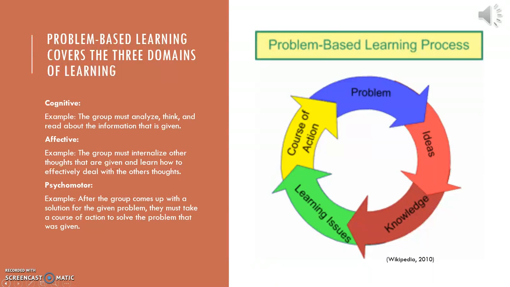Some examples for that: the cognitive domain is when you must analyze, think, and read about the information that was given to you or the problem that was given. The affective domain, an example of that would be the group must internalize others' thoughts and learn how to effectively deal with the others' thoughts. So, working well with each other.